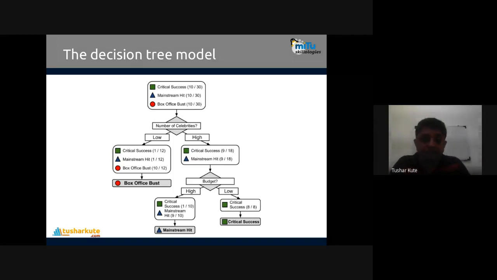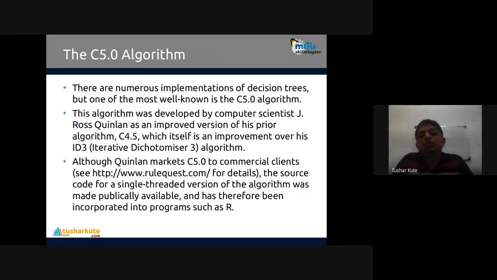I have not mentioned any mathematics here, how exactly it chooses the nodes and proceeds further. That also we will talk about, how exactly it does that particular task. So the algorithm which is used here for decision tree is the C5.0 algorithm. There are actually 3 different variations of decision tree, but one of the well-known and commonly used algorithms today is C5.0. This algorithm was developed by computer scientist J. Ross Quinlan as an improved version of his prior algorithm C4.5, which itself is an improvement over his ID3, Iterative Dichotomiser 3 algorithm.